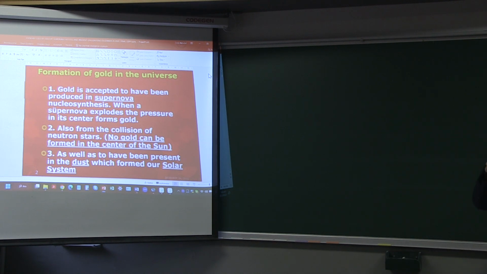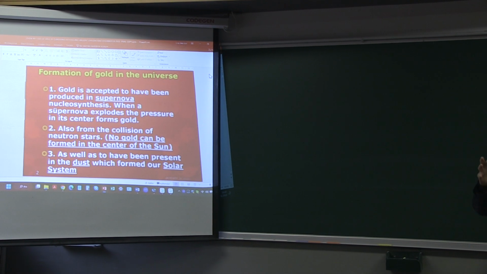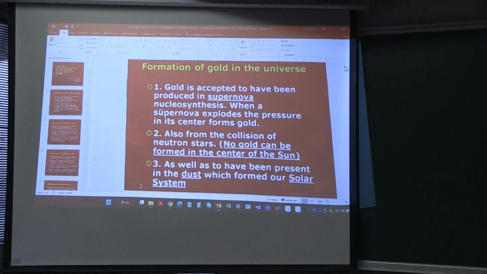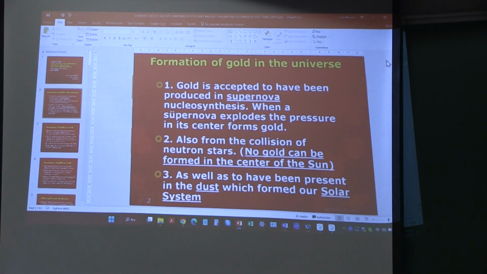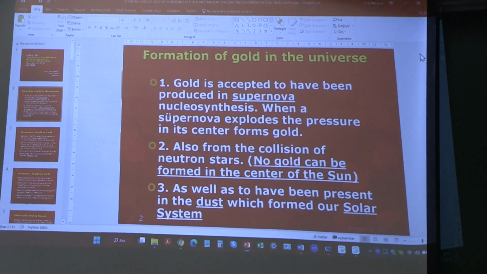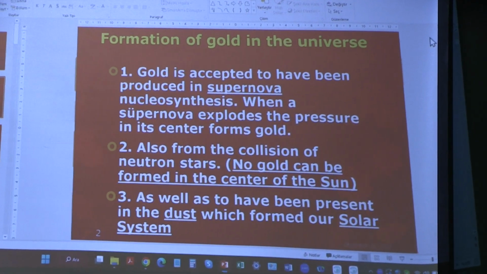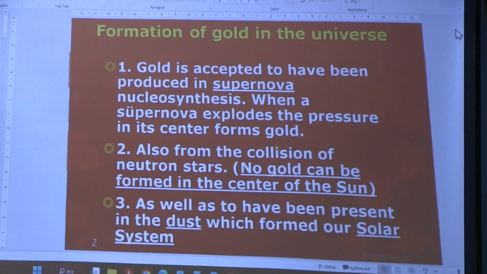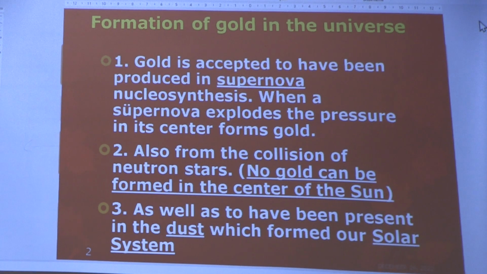this can happen, and you know what a supernova is, when stars grow and approach the end of their lifetime. There's big pressure in the center that squeezes the center further, and then they produce elements much bigger than iron, like gold, platinum, silver, etc. And then when they explode, the gold and the other metals are scattered in the universe. So this is one of the theories.